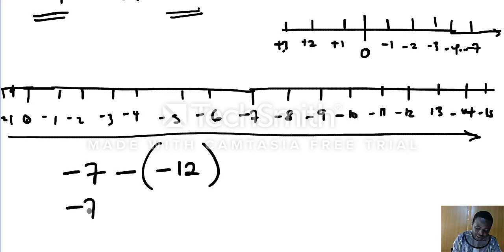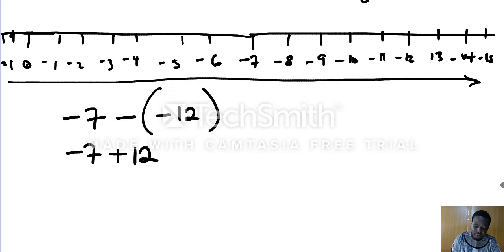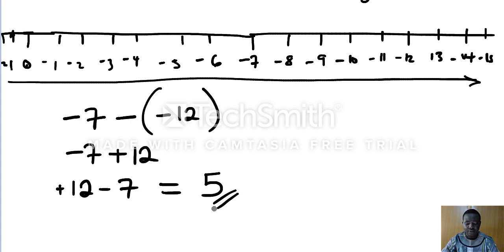So between minus 7 and minus 12, this becomes minus 7. I'm going to open this bracket now. Minus times minus becomes plus 12. So minus 7 plus 12 can also be written as plus 12 minus 7, which is equal to 12 minus 7, which now becomes 5. So our answer returns positive. So this is the positive difference between minus 7 and minus 12.